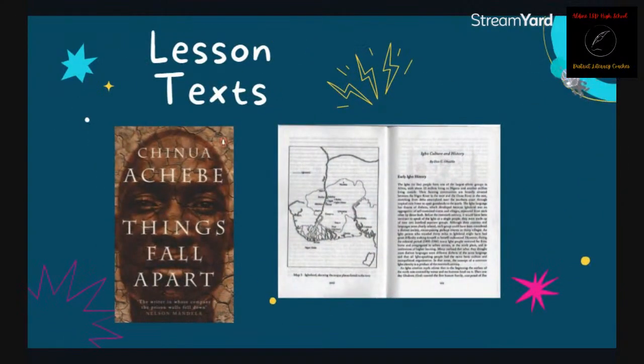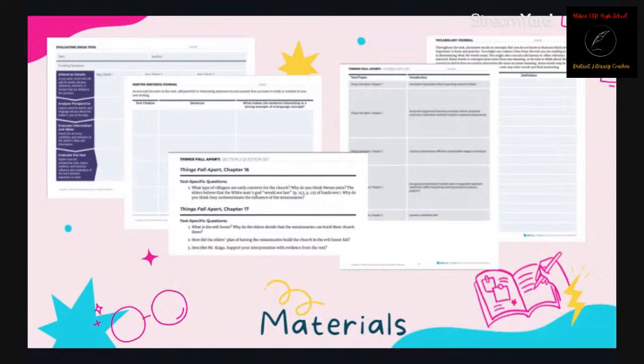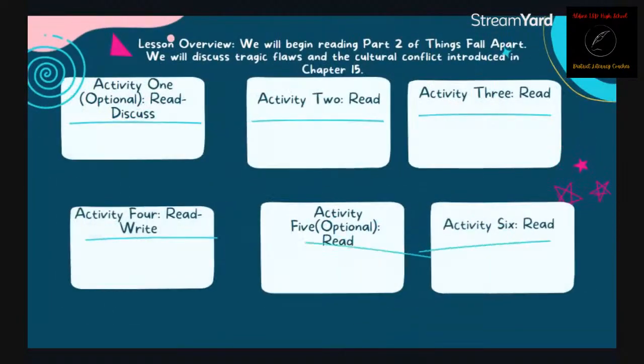The texts for this lesson are Things Fall Apart and Igbo Culture and History. And the tools are the Evaluating Ideas tool, Mentor Sentence Journal, Vocabulary Lists, Vocabulary Journal, and the Section 2 question set. For the lesson overview, we will begin reading Part 2 of Things Fall Apart. We will discuss tragic flaws and the cultural conflict introduced in Chapter 15. And there are 6 activities in this lesson, 2 of which are optional.